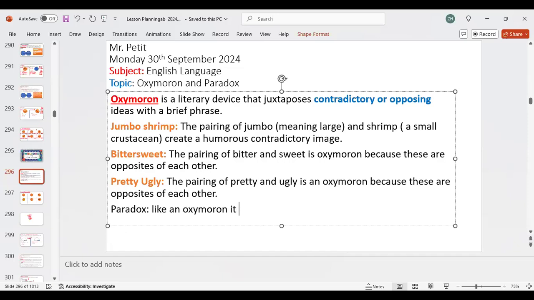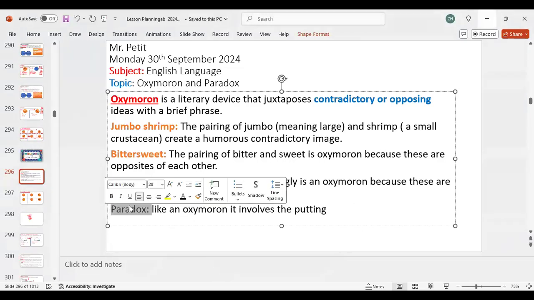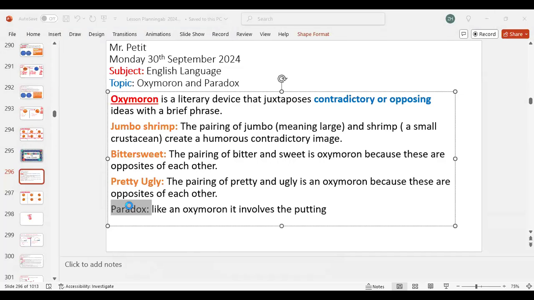Paradox, like an oxymoron, it involves the putting together. So paradox is similar to oxymoron, but you have to understand the difference. There's a slight difference between the two, right? Alone together. Wow, that's so good. I like that. Alone together. Cruel kindness. Only choice. Yeah, those are good ones.